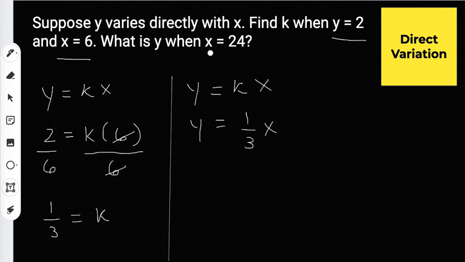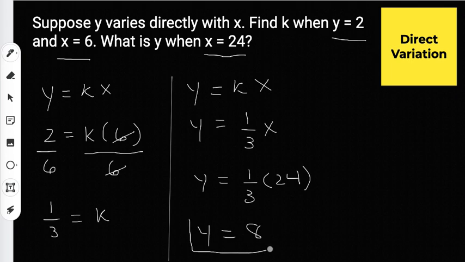Well, now I know that x is 24. I can plug that in for x and see what I get. So I get y equals 1/3 times 24. And 1/3 times 24 is the same thing as asking what's 24 divided by 3, and that would be 8. So that is our answer. Y equals 8, and k equals 1/3.